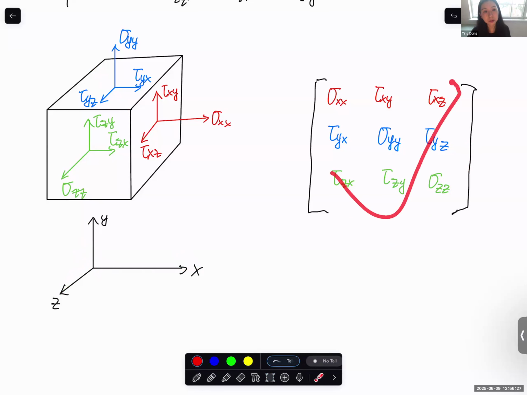Of course, you need to do the transformation, but basically for an inclined plane, given the direction cosines, we can find the stress on that inclined plane. Those parts we'll talk about later, but here we just need to know that these 9 components completely define the static stress at a point.